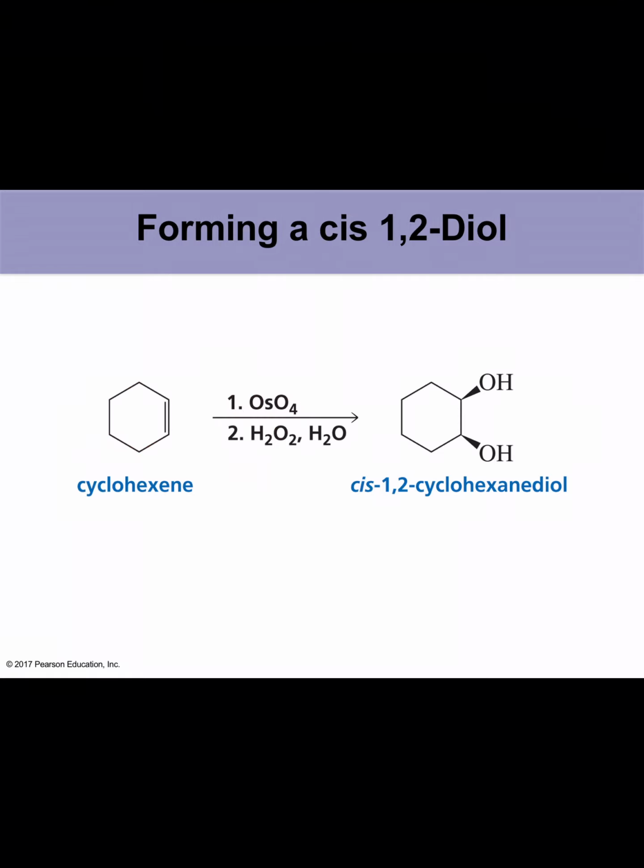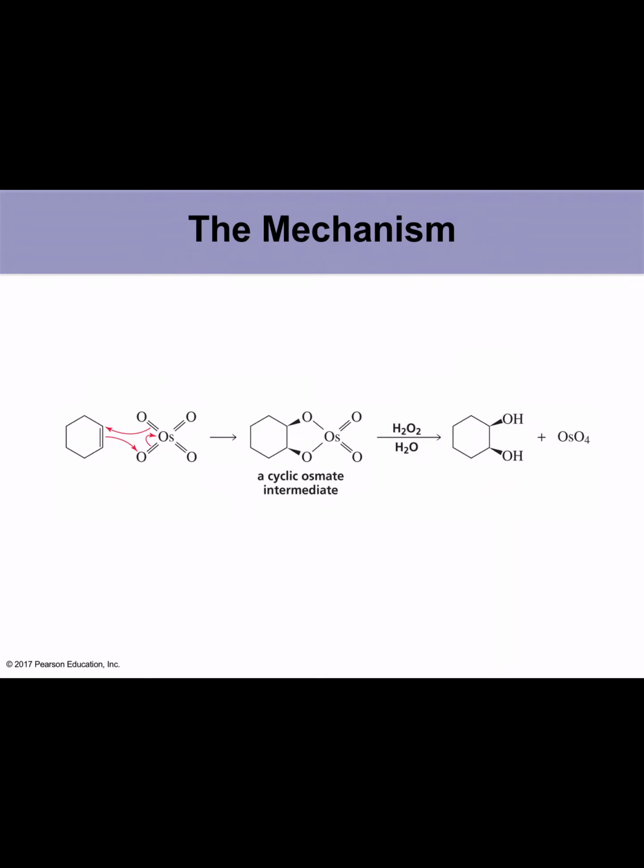And if you want to form a cis 1,2 diol, you're going to be using osmium tetroxide in the presence of hydrogen peroxide and water. So cyclohexene, osmium tetroxide, hydrogen peroxide and water will give us cis 1,2 cyclohexane diol. And this is the mechanism for that.